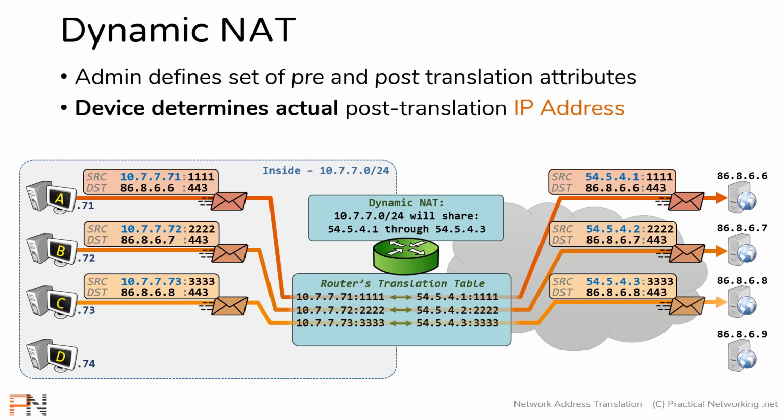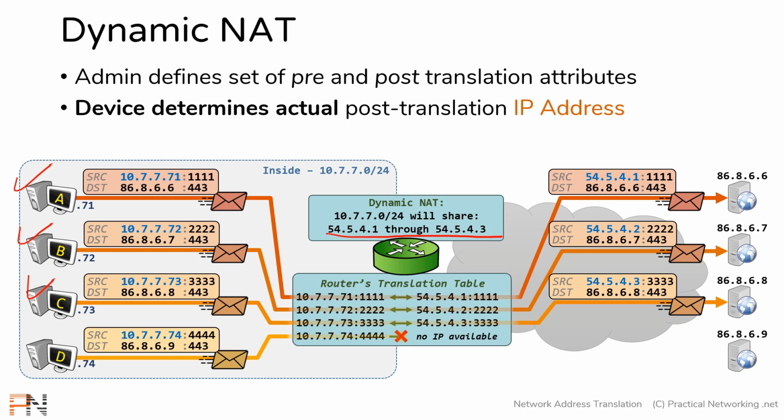And then finally, host C shoots off a connection. Host C's IP address .73 gets translated to 54.54.54.3. And again, for the duration of the connection, this IP address is owned by host C. Now, here we have 3 IP addresses in our dynamic NAT pool, and all 3 hosts have used those 3 IP addresses. So what will happen is when host D now makes a request, there are no IP addresses available for host D to use because all 3 IP addresses are already in use. As a result, host D's packets will be dropped and host D will have no connectivity to the internet.